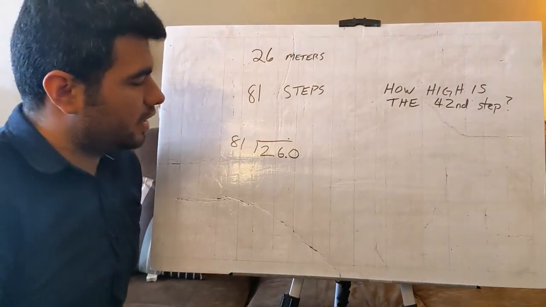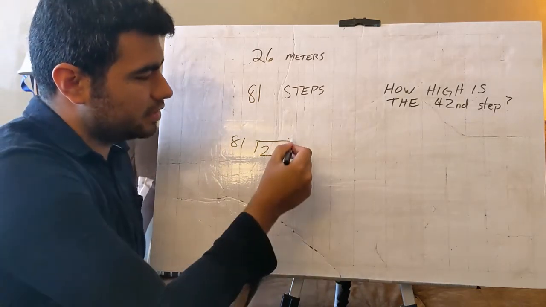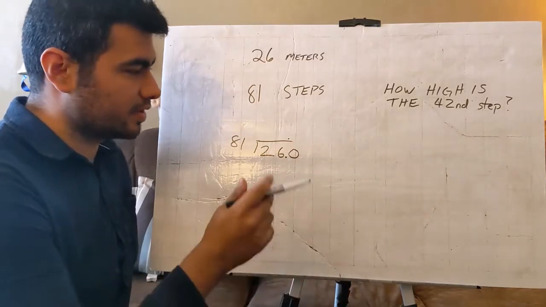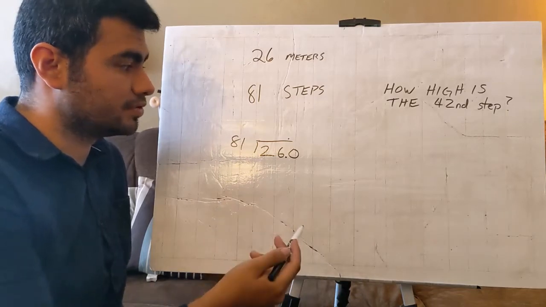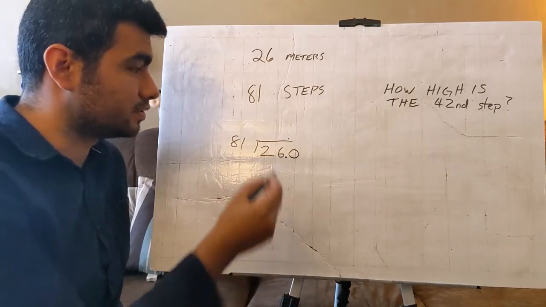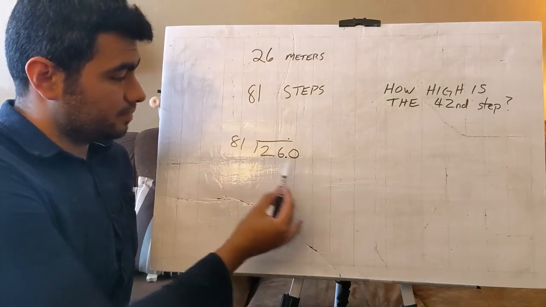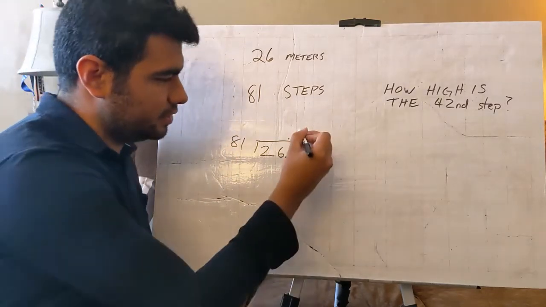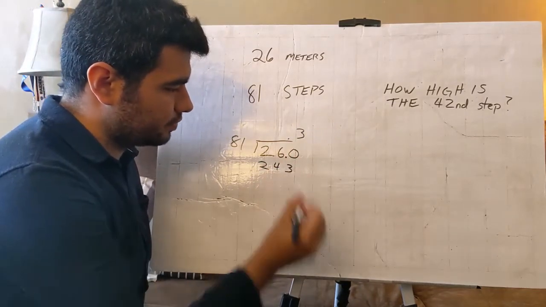All right, and I feel like I'm probably not going to go more than 3 decimal places. If I do go past 3, I'm probably going to round it to the 100th place, or 2 decimal places. Now 81 will go into 260 about 3 times, and that'll give me 243.